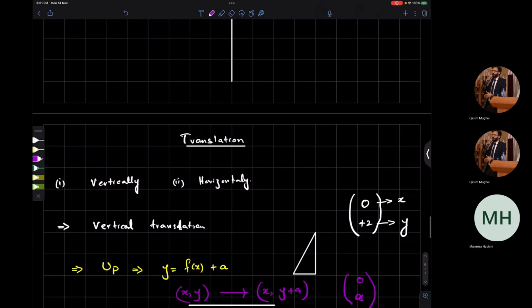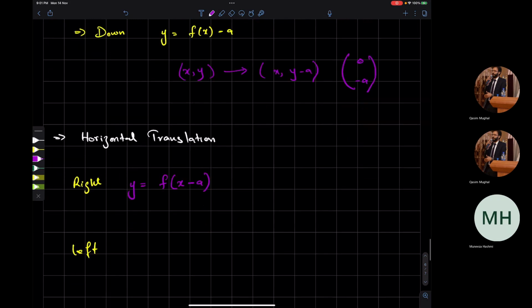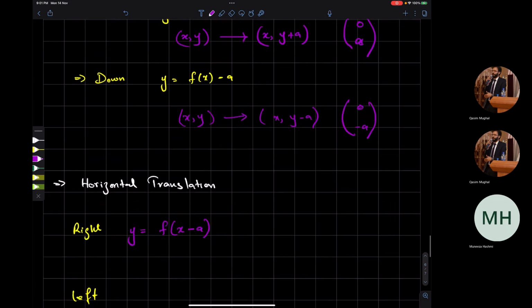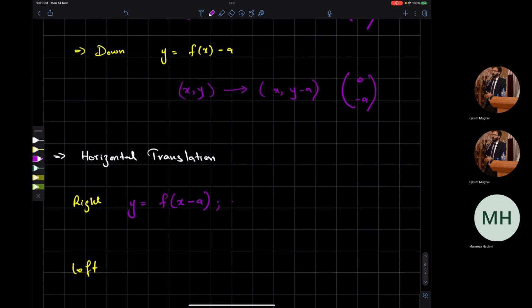All right. So in terms of points, what is actually happening to the points here? If the original points were (x, y) anywhere on the curve, then after the translation towards the right, something is being subtracted from the x coordinate of the graph. Okay?